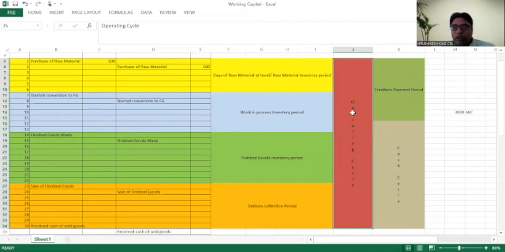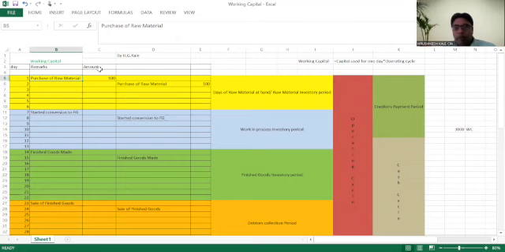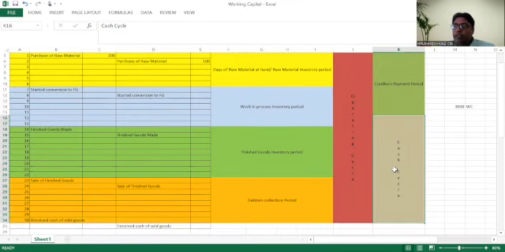Now, many times it so happens that you purchase raw material on day 1, but you do not pay for it till day 11. So if you subtract creditors payment period from operating cycle, then whatever is remaining is called cash cycle. So cash cycle is nothing but operating cycle minus creditor payment period.